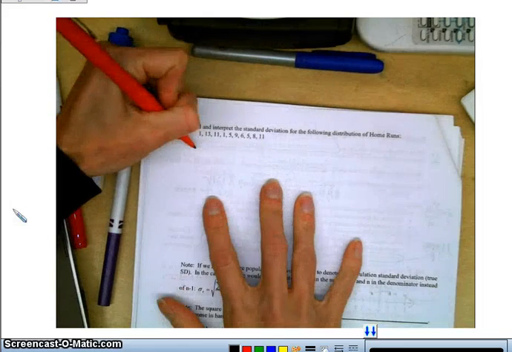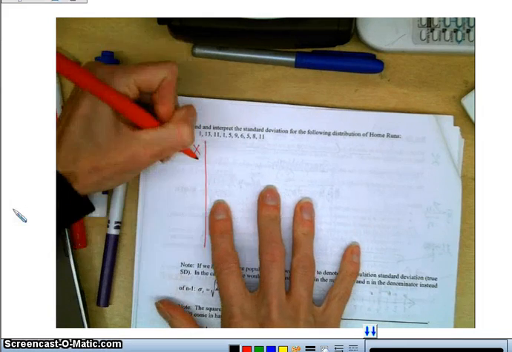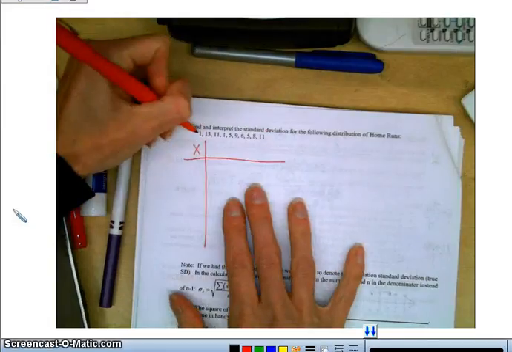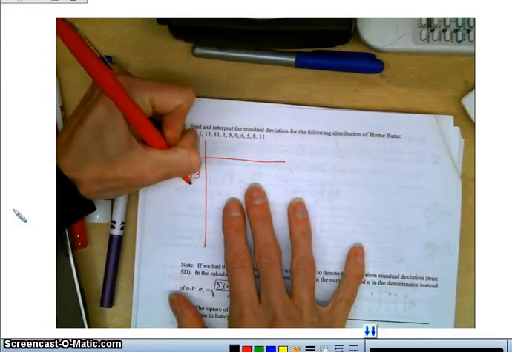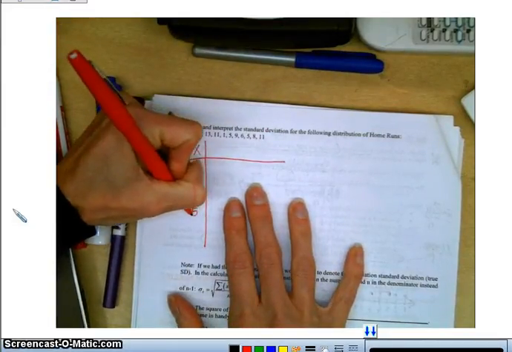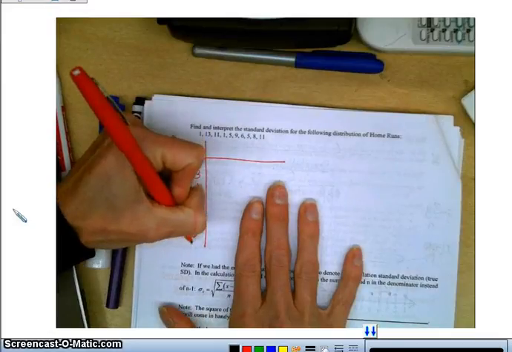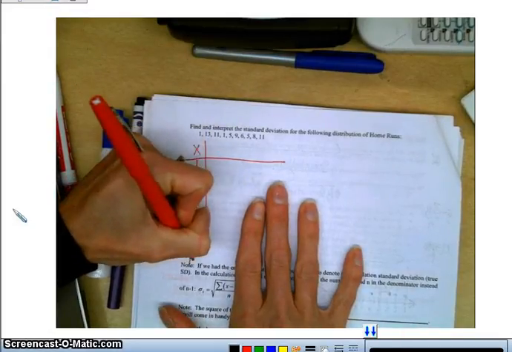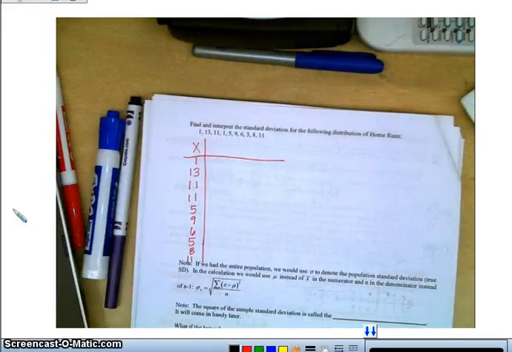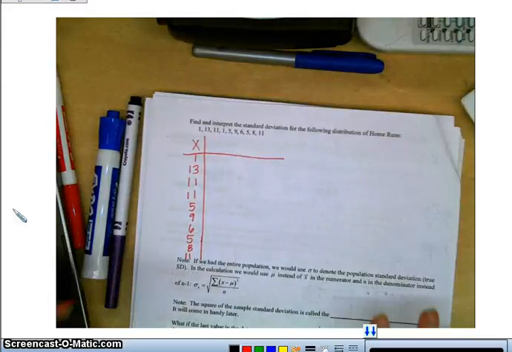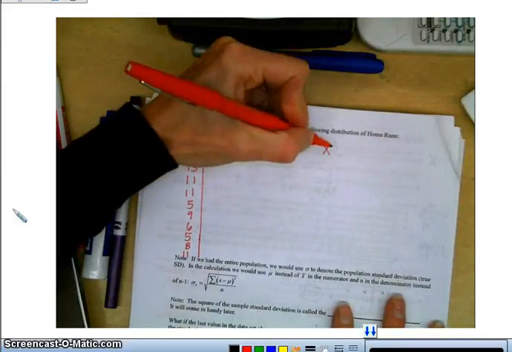To find the standard deviation, I need to make a little chart here, and I'm going to put all of these observations in it. This is exactly what you should be doing with that big blank space that you have in your notes, just like I'm doing. And then the next thing I need to do is calculate my mean.